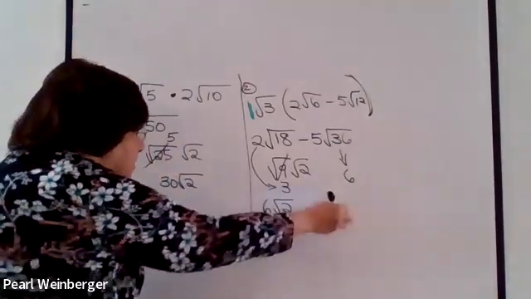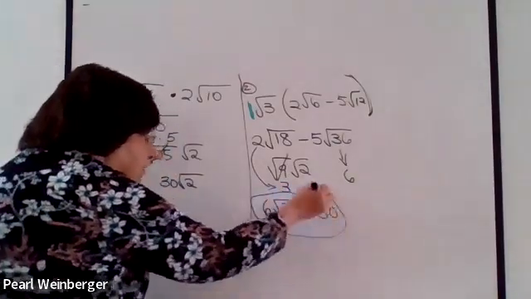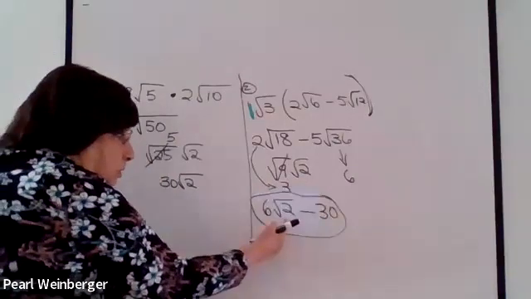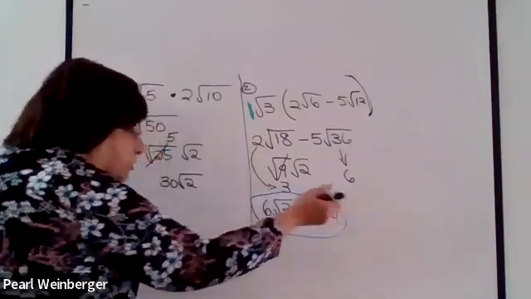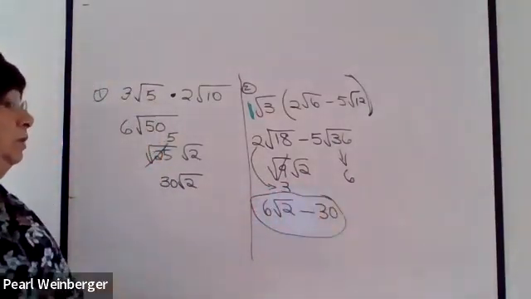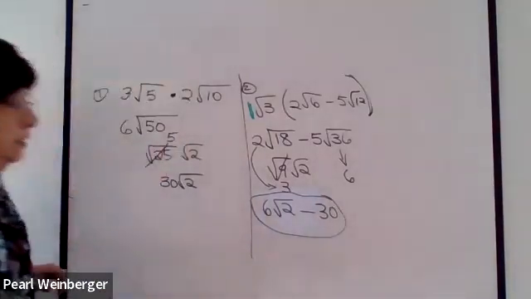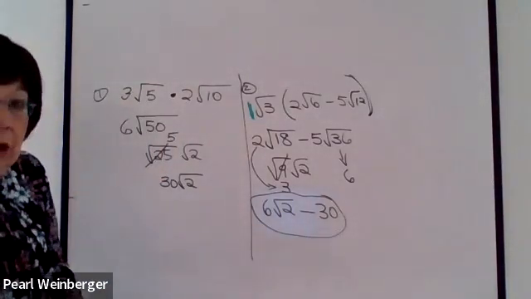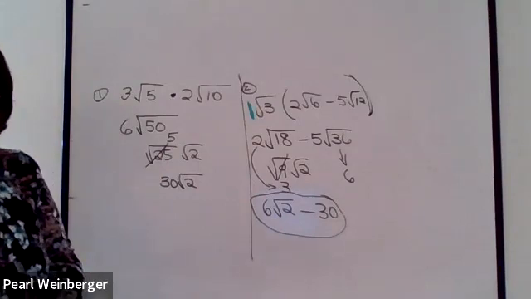Now these cannot be combined any further. These are not like radicals. This has a square root of 2. There's no square root of 2 attached to this. So this is as far as we can go. My answer becomes 6 square root of 2 minus 30.